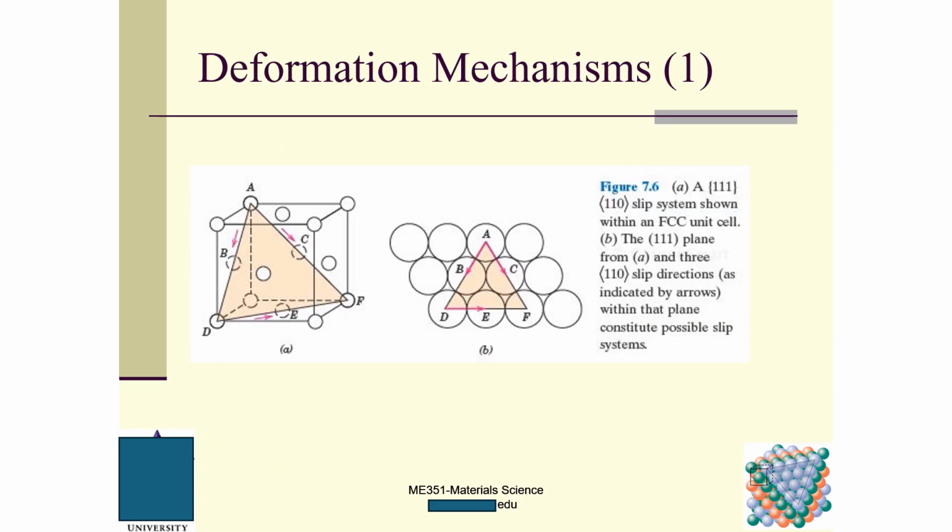So, deformation mechanisms. Look at this figure, figure A and figure B. In A, these planes are 111 and the 110 slip system shown with the FCC unit cell. On this plane, either this direction or this direction or this direction, and physically these three directions are the same.